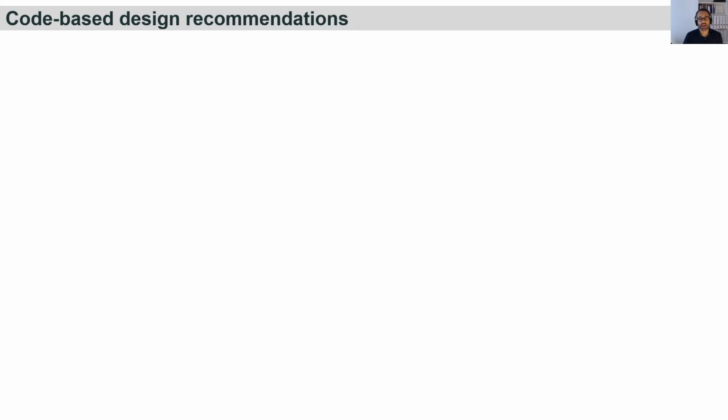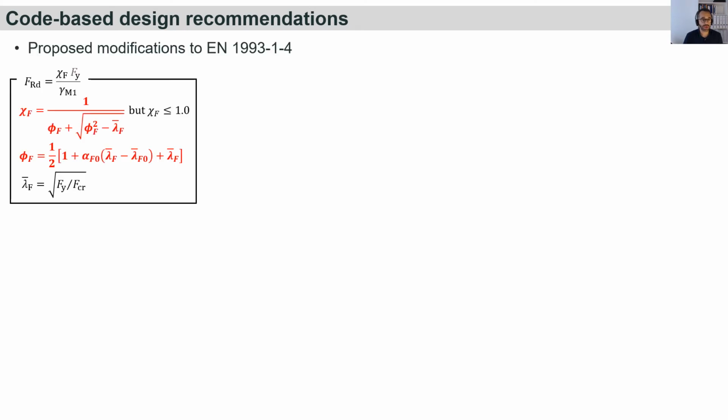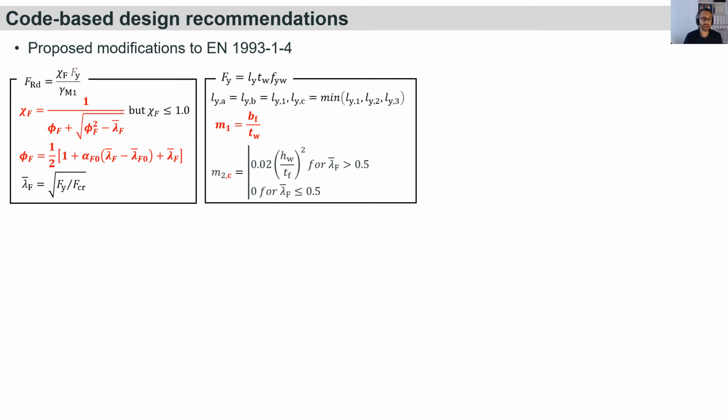So new design rules for stainless steel members were then proposed. These new rules are based on a column-like resistance function, which is a function of α_F0 and λ̄_F0 as calibration factors. The plastic collapse load was updated, and some of its parameters were changed. For example, for M1, the dependency on the ratio between the yield strength of the flange and the yield strength of the web was removed, and M2 was adopted as equal to zero for type A and B loading.